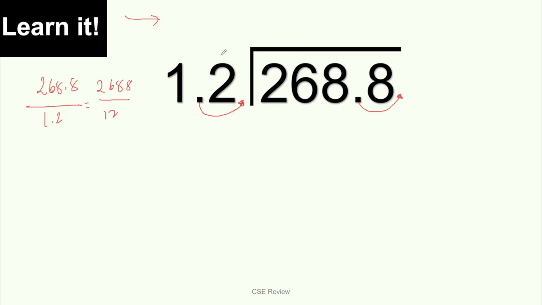Now, 12 na yung number na hinahanap natin. So sa 2, hindi siya pwede syempre. So you move on to 26. 26 divided by 12, you have 2. 2 times 12 is 24. Minus natin siya dyan. Bababa natin tong 2 na remainder dito. Bababa natin yung 8. 28 divided by 12 is still 2.